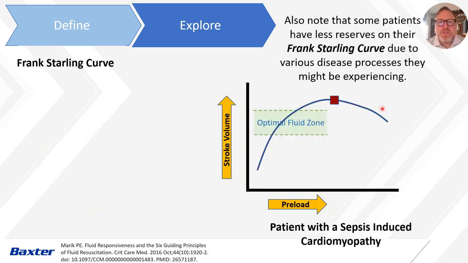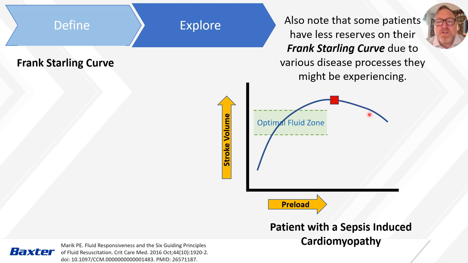So one thing I want to show you is when this would be a patient probably that's not fluid responsive, right? If we gave them more, obviously they would just keep coming up this Frank-Starling curve and stroke volume would suffer. But it's important to note that some patients have less reserves on their Frank-Starling curve due to various disease processes. This doesn't necessarily mean that they have too much fluid on board. Maybe even the disease process brings down the performance of their heart.